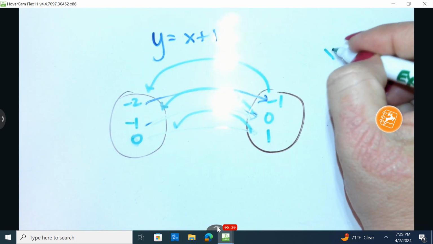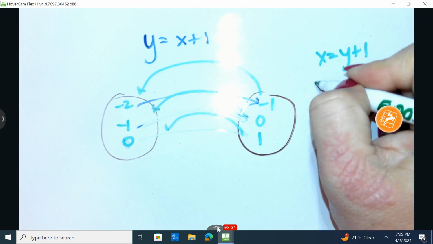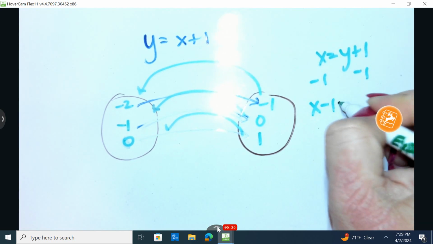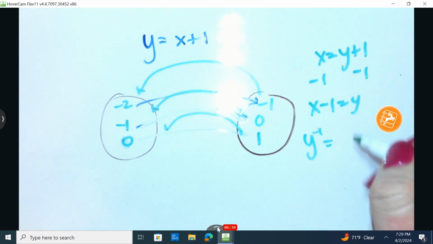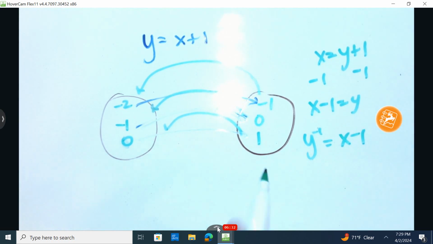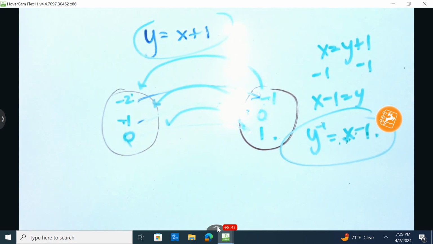How do I find the inverse? First of all, I switch the x and y, and then I'm going to isolate the y. So x minus 1 equals y. Now I need to denote it as the inverse. There's my little -1 in the exponent position. Let's see if this works. -1 minus 1 is -2. 0 minus 1 is -1, and 1 minus 1 is 0. It works. So these two are inverses of one another.